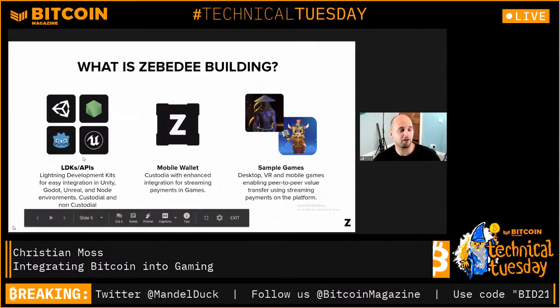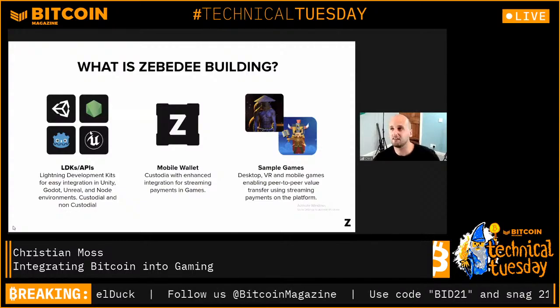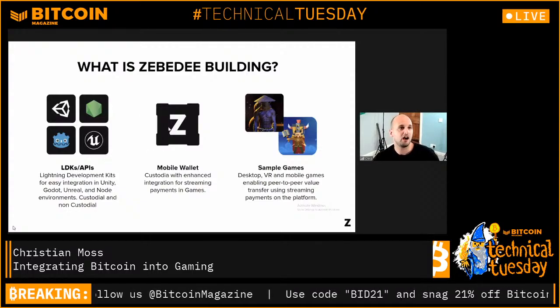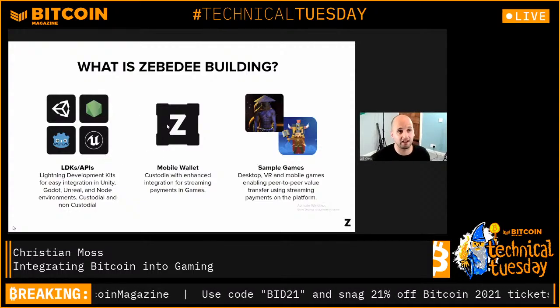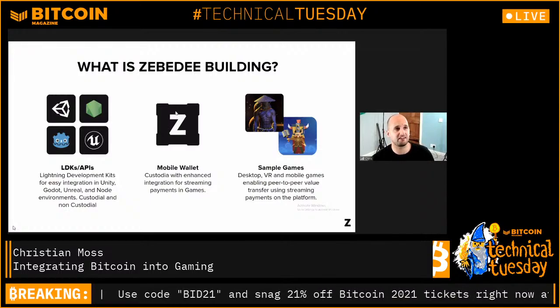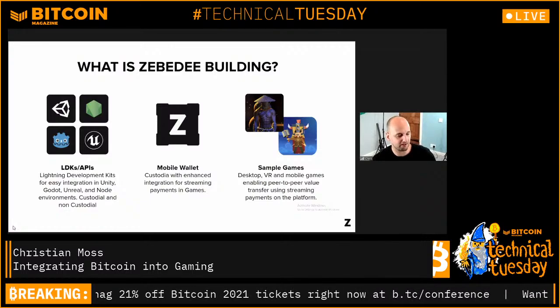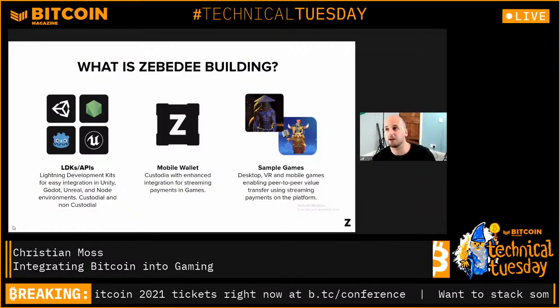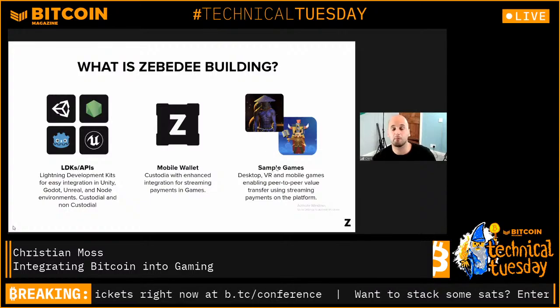So that's our main product. We have these APIs and SDKs and dashboards for developers. We're also developing a mobile wallet, which is going to be a Lightning wallet. It's really going to be focused on the user experience for gaming, so it's going to be a gaming-optimized wallet. And we're also developing sample games, which is what I mainly do at ZeeBeeDee.